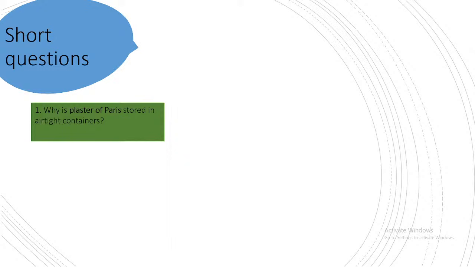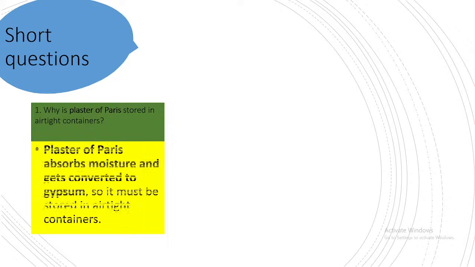Okay, so can you tell me what will be formed? Yes, very good. Because it will react with the moisture present in the air and it will form gypsum. So because of that we store it in an airtight container. Plaster of Paris will absorb the moisture and convert to gypsum. So that is the reason.